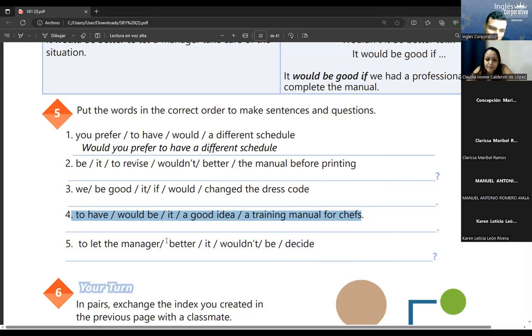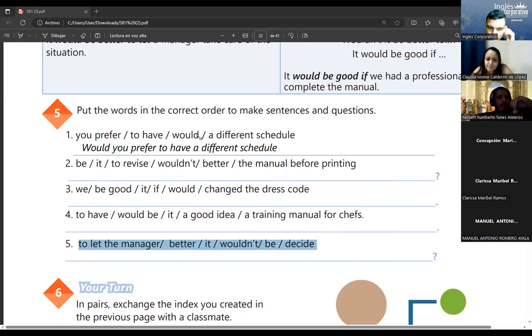It would be a good idea to have a training manual for chefs. Good. And so, number five. It wouldn't be better to let the manager decide. Excellent, very good.